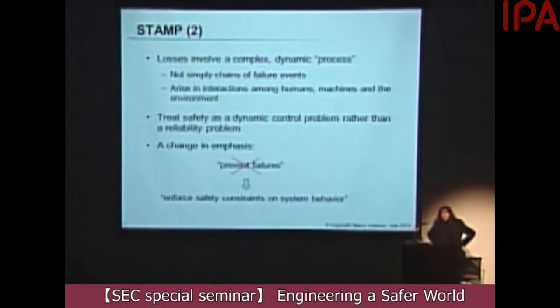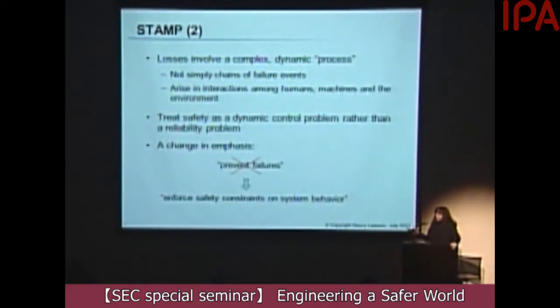So what we're doing, as I said, is treating losses as a complex dynamic process and safety as a dynamic control problem. What this means basically is that we're changing emphasis. Our previous emphasis was on preventing failures, and now we're emphasizing enforcing safety constraints on system behavior that may involve preventing some failures. But it's more than that.